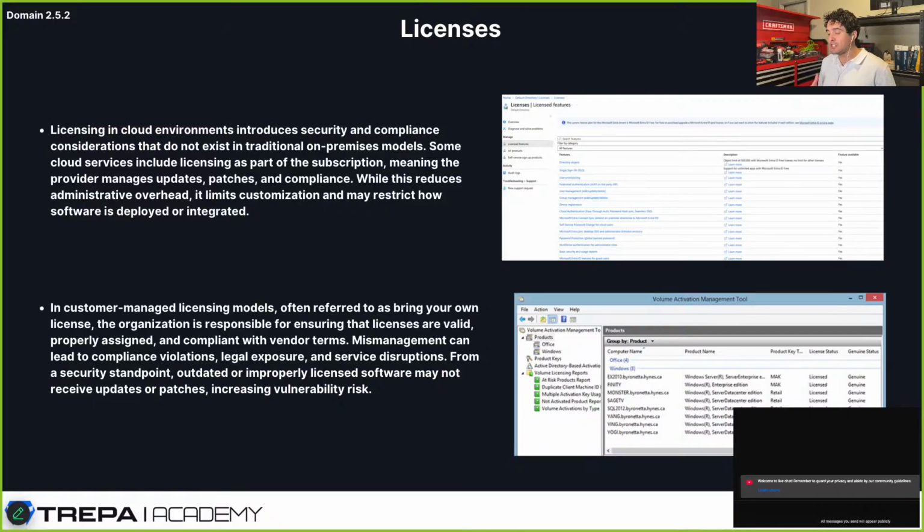We still do the managing of licensing in the cloud that we would do on-prem, where we have an inventory of them. In customer managed licensing, often referred to as bring your own license, the organization is responsible for ensuring the licenses are valid, properly assigned, and compliant with vendor terms. This is how I've always done it on-prem, where we used ESXi, the type 1 hypervisor I've been used to using. And we would manage the ESXi license. If I put that one-time use license on a server and try to use it on another one, it didn't work, that's my fault. I have to go to the vendor and ask for more, pay more money.